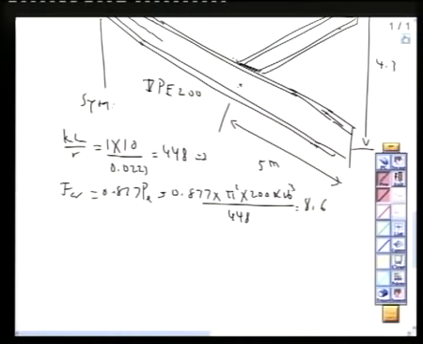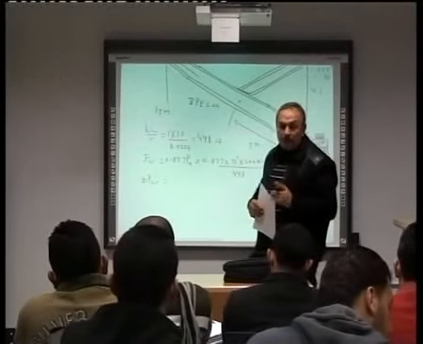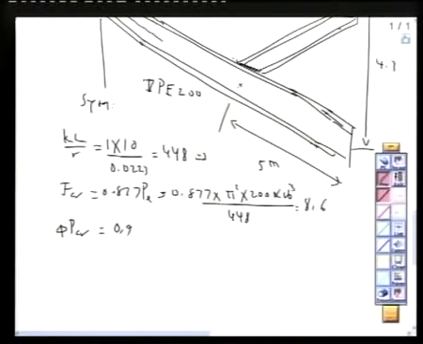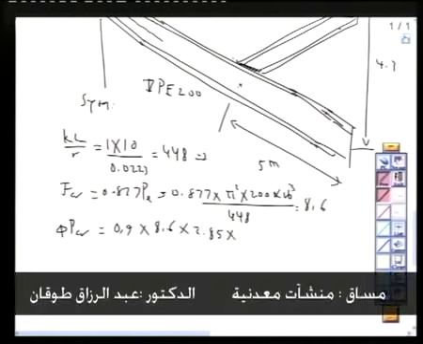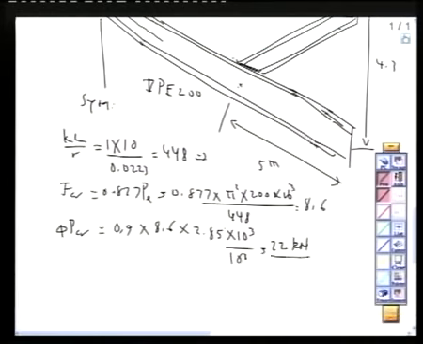Now, if you want to calculate phi P critical, what is phi for compression members? 0.9 multiplied by F critical, which is 8.6, multiplied by the area, which we can get from a member to be 2.85 into 10 to the power 3, divided by 10 to the power 3. This will give you 22 kilonewton capacity. Just remember that the area is 2.85. Let us make sure of that.